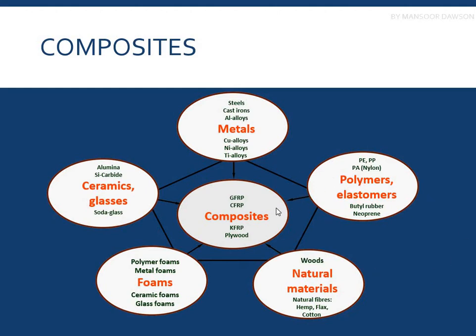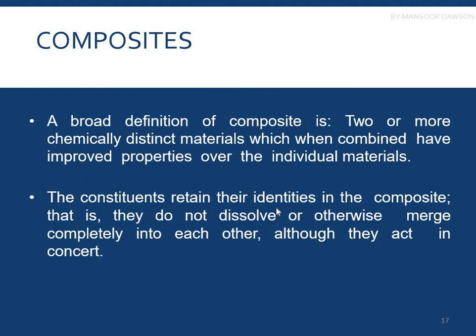Okay, so composites can be made up of metals, glass, ceramics and glasses, foams, natural material, and polymer elastomers. A broad definition of composite is two or more chemically distinct materials which when combined have improved properties over the individual materials. So now the property of the composite would be dominated by the two materials which are used.